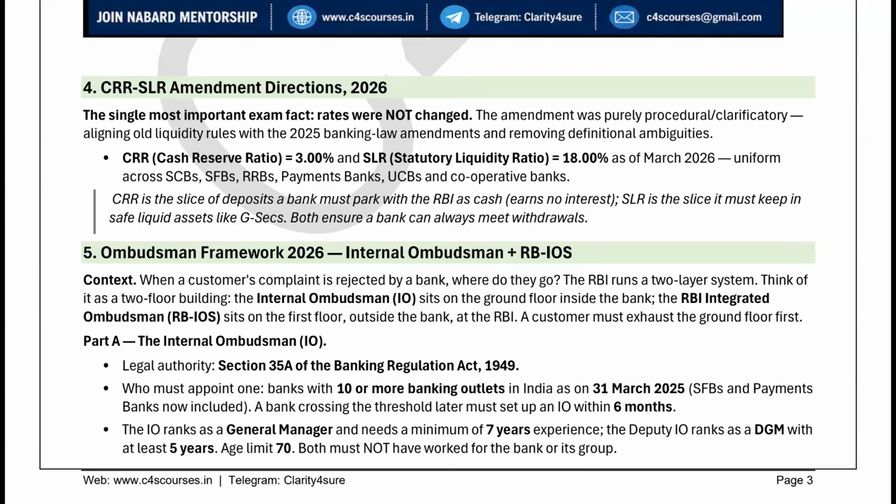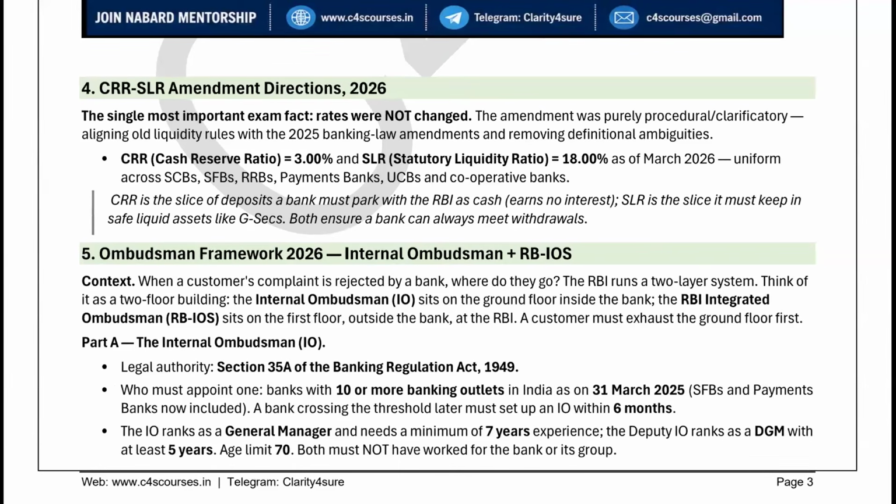Now try to understand the fifth circular news, which is the Ombudsman Framework 2026, that is the internal ombudsman plus RBIOS, the Integrated Ombudsman Scheme. From my point of view, it is a very important circular, which can be asked both in prelims as well as in your finance mains. I am directly telling you, this circular is most important. So try to note it down, right? For prelims, only the data and the section are important, I have told you. Now, the context is, what is the Ombudsman Framework?